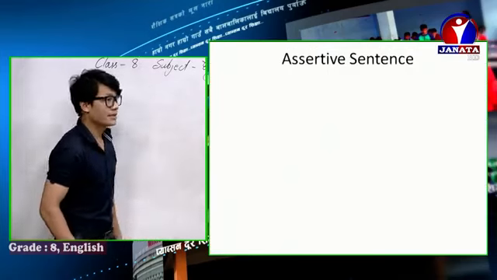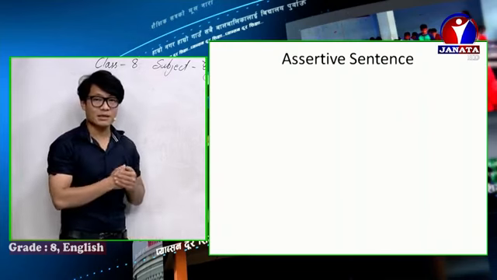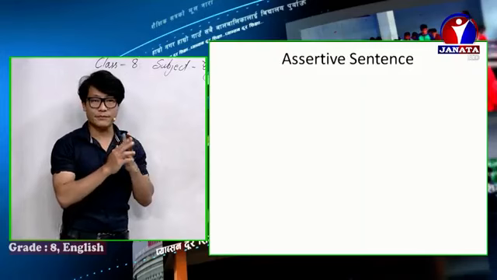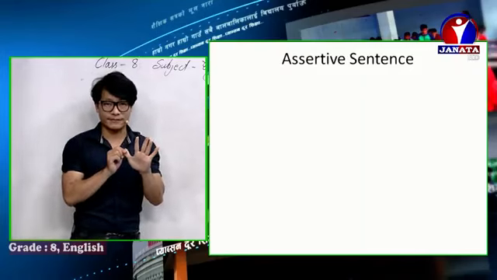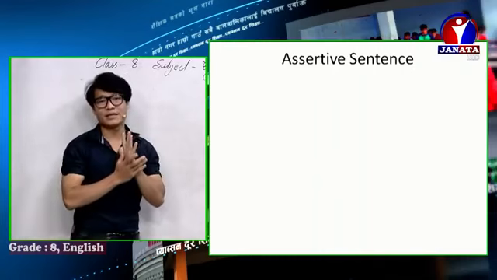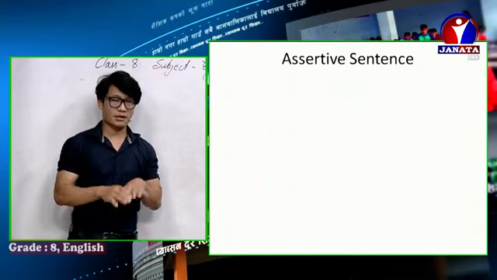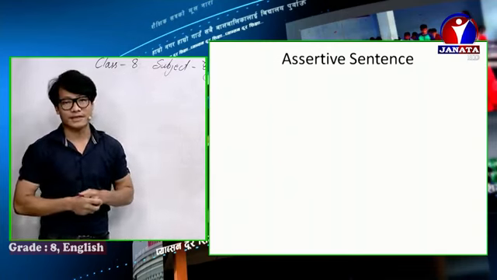First, the assertive sentence. I told you in my last class, there are 5 types of sentence: assertive, imperative, optative, exclamatory, and interrogative. All these types of sentence are changed into indirect speech, but there are different rules. So first we are going to learn the assertive sentence.